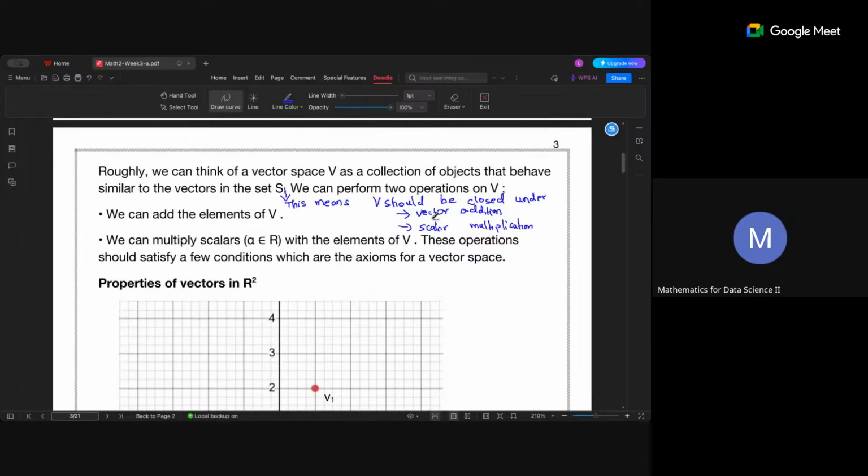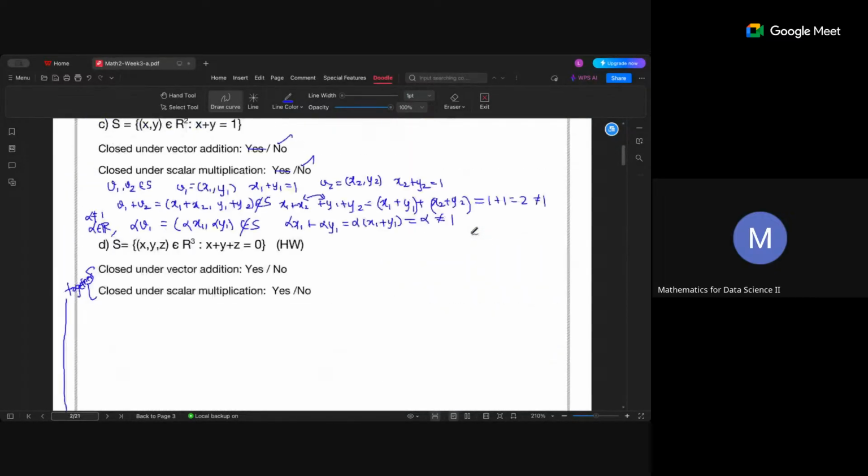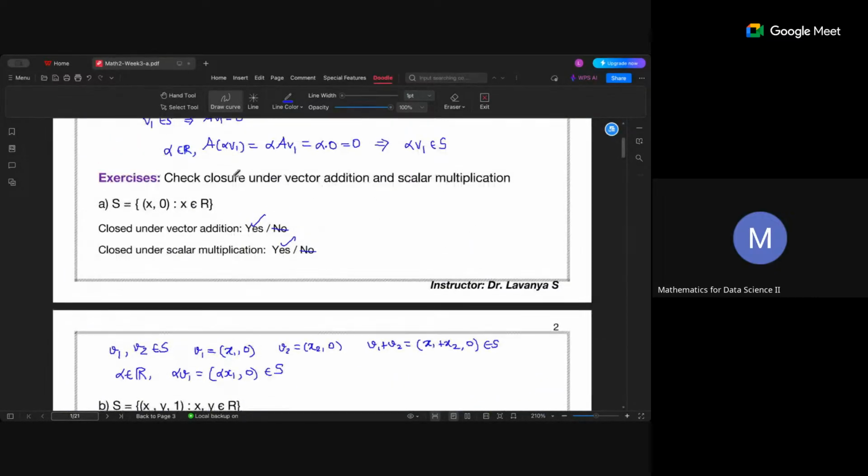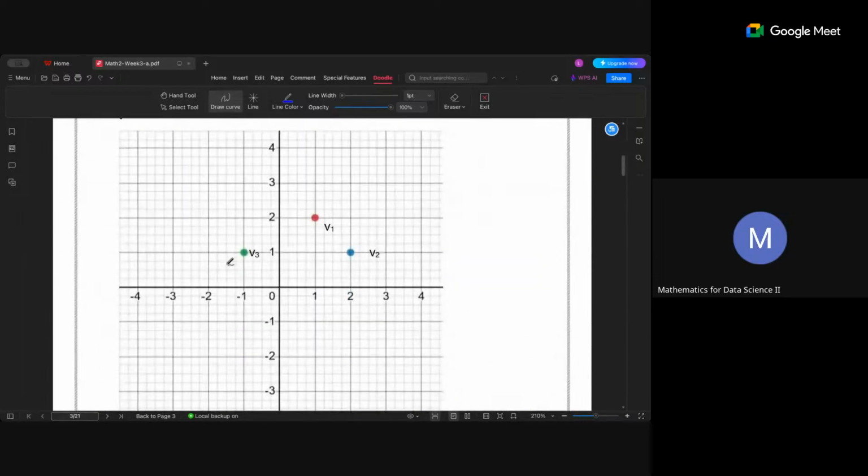So I have given the first two conditions, which are vector addition and scalar multiplication. Instead of just giving what is meant by vector addition and scalar multiplication, I have shown some examples to see whether a set is closed under vector addition or not. Similarly for scalar multiplication. So now we will see some examples.